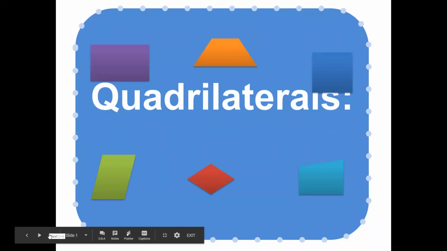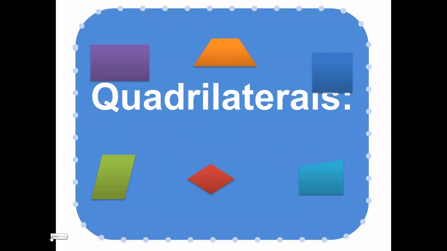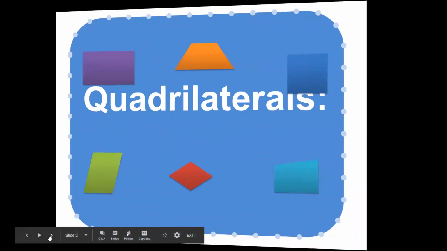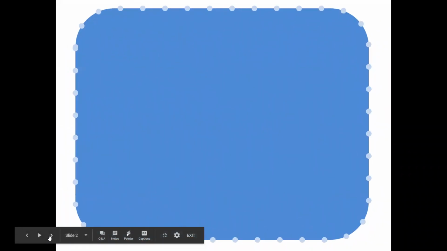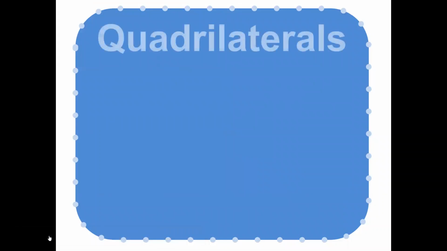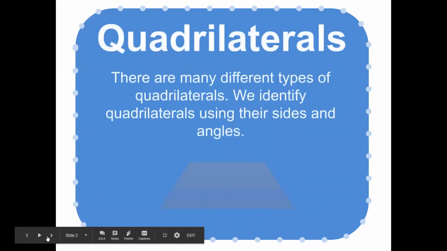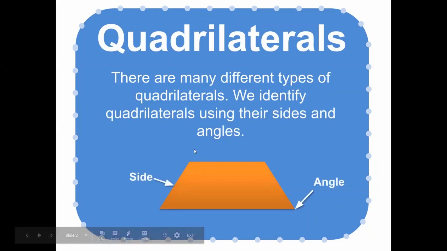Quadrilaterals. Quadrilaterals are four-sided shapes. So quad meaning four, lateral meaning sides. There are different types of quadrilaterals, but usually we identify them based on their sides and their angles, and any properties that they might share.